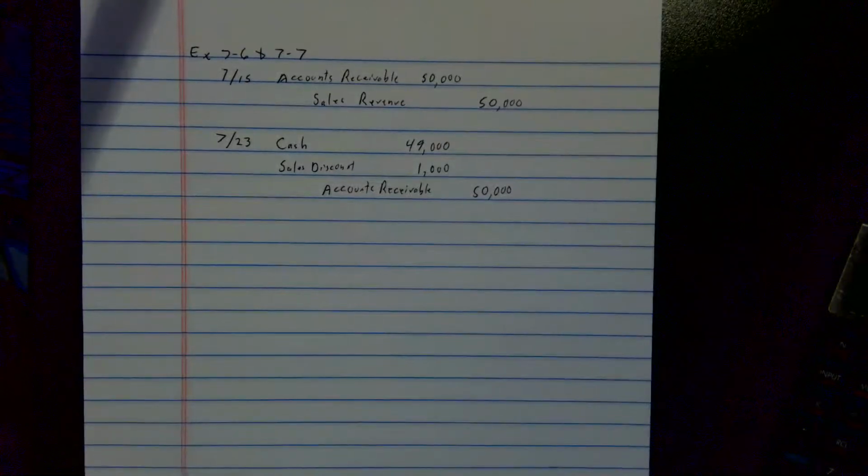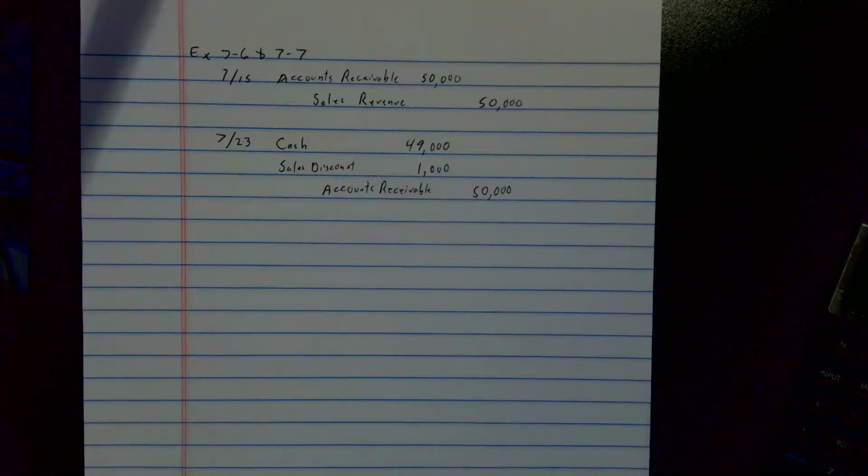Before we go on and do the next part of this one, let's talk about what that discount represents. It is actually a contra sales revenue account, so it offsets the sales revenue. If we were to report our revenue on our income statement, we would only report 49,000, not the whole 50,000. We keep it as a sales discount and don't just write off sales revenue so that we can keep track of how many people are taking discounts and various things like that.